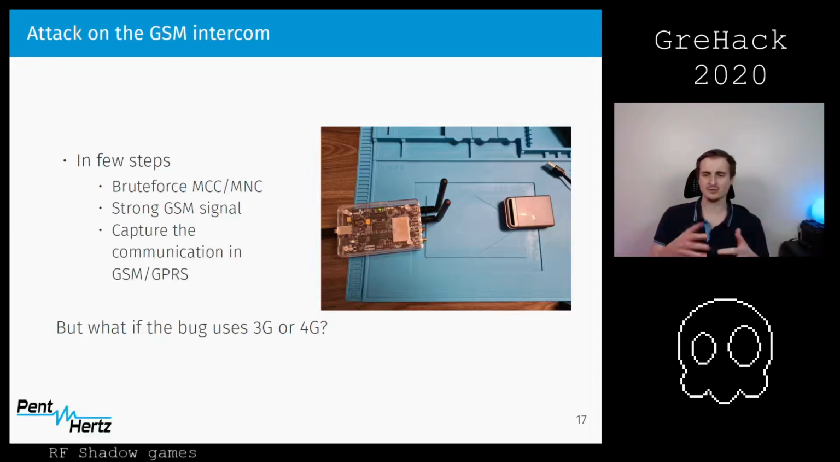I can, for example, try to brute force this MCC-MNC in order to find the good one. So I will just broadcast the MCC-MNC for each operator and wait until something gets registered to my base station. I also send a very strong GSM signal. So actually, I'm supposed to be the strongest BTS, and normally the device is supposed to connect to me.